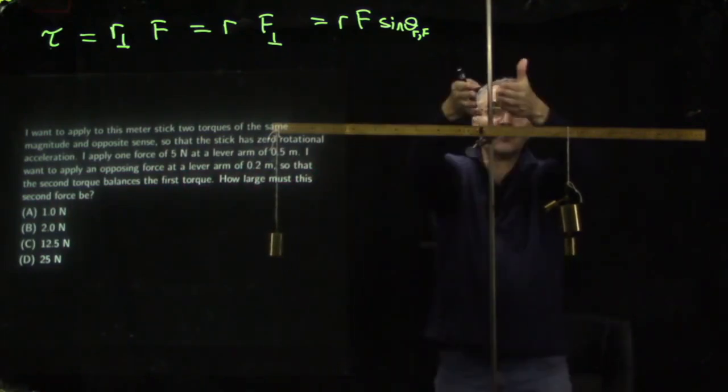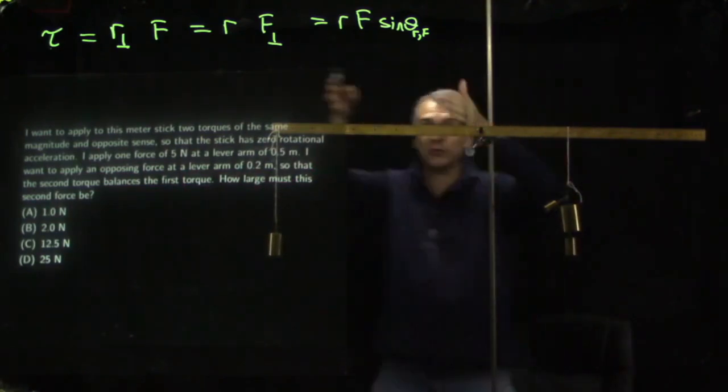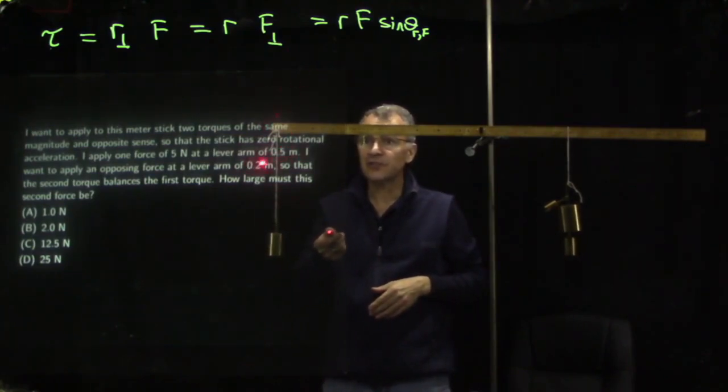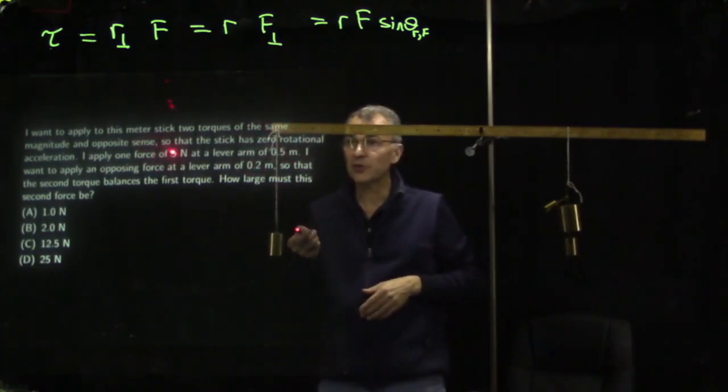Well, I think you want horizontal distance times vertical force equals horizontal distance times vertical force. So if this is 5 newtons at a half meter, then this is 2/5 the distance, so we must have 5 halves the force, so that's 5 times 5 over 2, which is 25 over 2, which is 12.5. So I think we need 12.5 newtons.